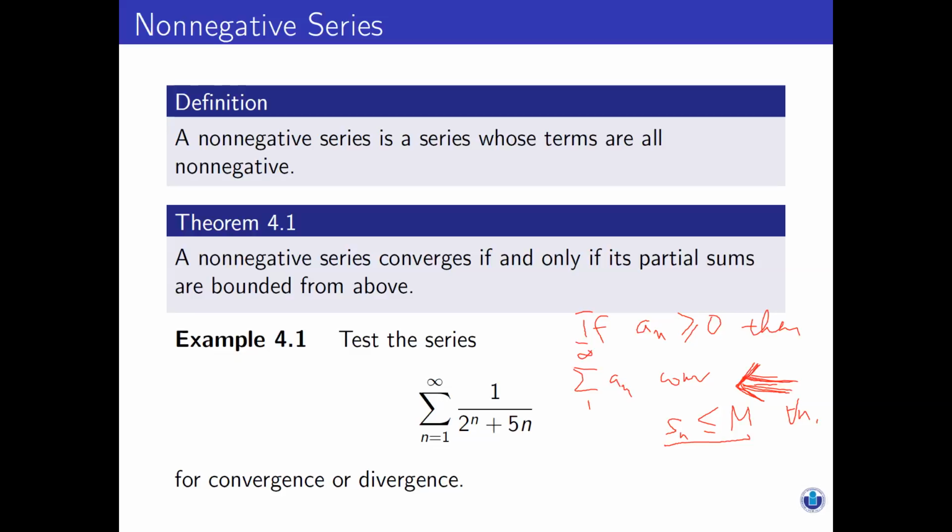So the reason is simply because, suppose that you have S_n bounded above by M, and since we are working with a positive series, S_{n+1} is S_n plus a_n, and this one is positive, so it's bigger than S_n. So the sequence of partial sums is an increasing sequence. And if you know that this is bounded above by M, then by the monotone convergence theorem, S_n converges.